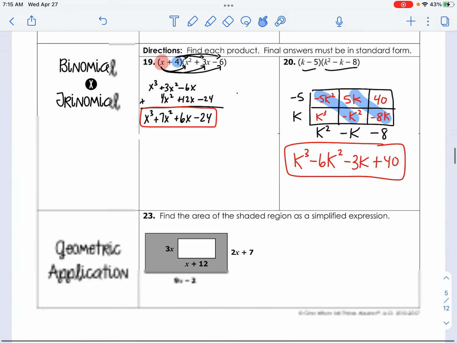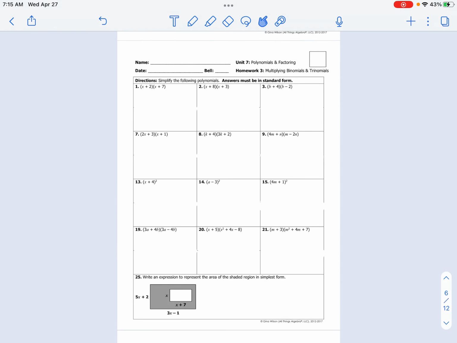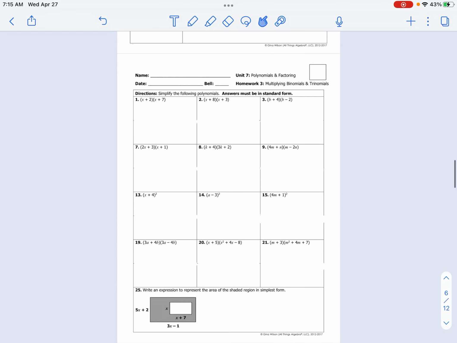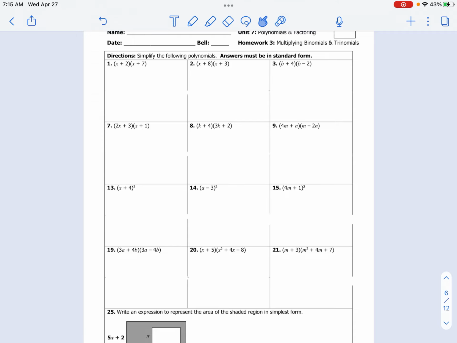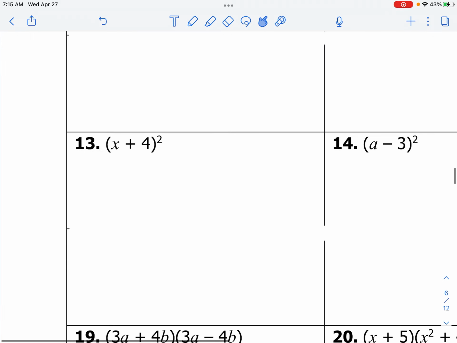What I'd like you to do down here in the homework, in the practice, what we got there, 3 by 4, that's 12 problems, plus 25 is a bonus problem. Don't forget these couple here, like this is x plus 4 times x plus 4, so don't forget that. Use that to do the other ones in that row.